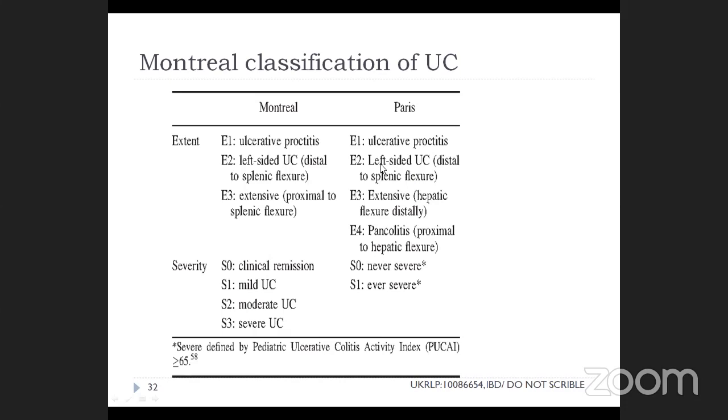We can remember the ulcerative colitis classification in such a way that it starts in the rectum, so E1 is given for proctitis, E2 when it ascends up to the left side of the colon, and E3 if the whole of the large intestine is involved, extensive or proximal to the splenic flexure. Likewise, for the severity of the disease, S0 is clinical remission when there is no symptom or when the symptoms settle down, and S1, S2, and S3 are for mild, moderate, and severe ulcerative colitis.